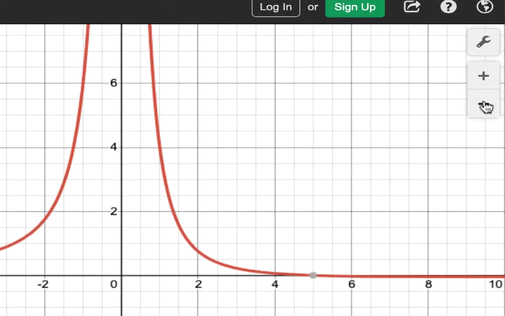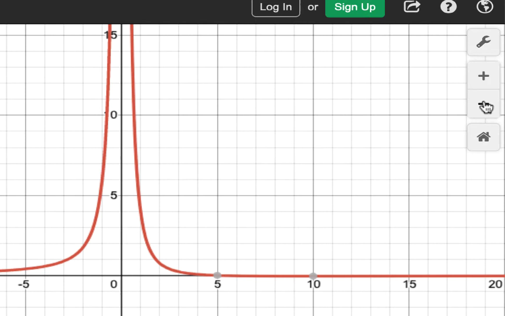You can zoom in and zoom out. So if I zoom out, you can see the bigger picture. This line is basically the asymptote. Now you don't get to see the vertical dotted lines, but clearly from the graph, as the x value is coming towards 0 from the right and the left, the function is increasing without bound.